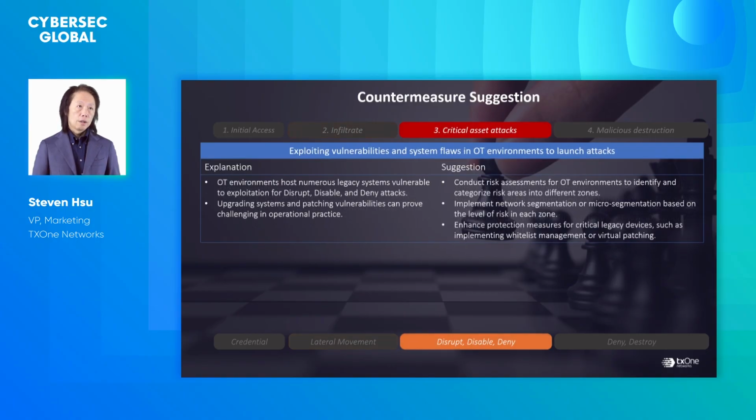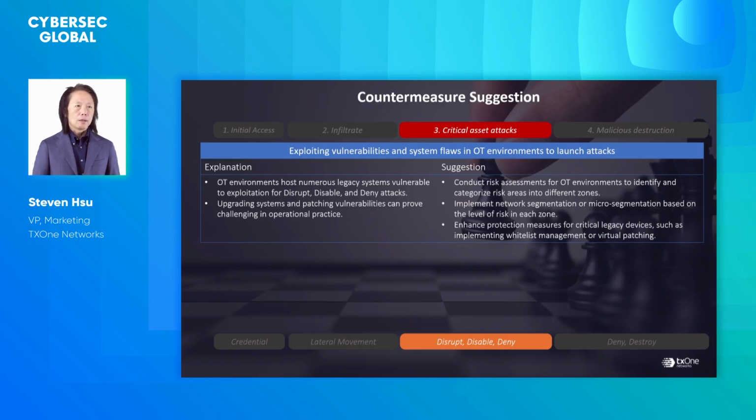So the next phase is about the critical asset attack. Because of the nature of an OT operation environment, it contains a lot of different systems, also legacy assets, which means they can easily cause disrupt, disable, even deny attacks. Due to the nature of practice in the OT environment, it's challenging for them to do the system upgrade or patch the system. In reality, that's difficult for them to do.